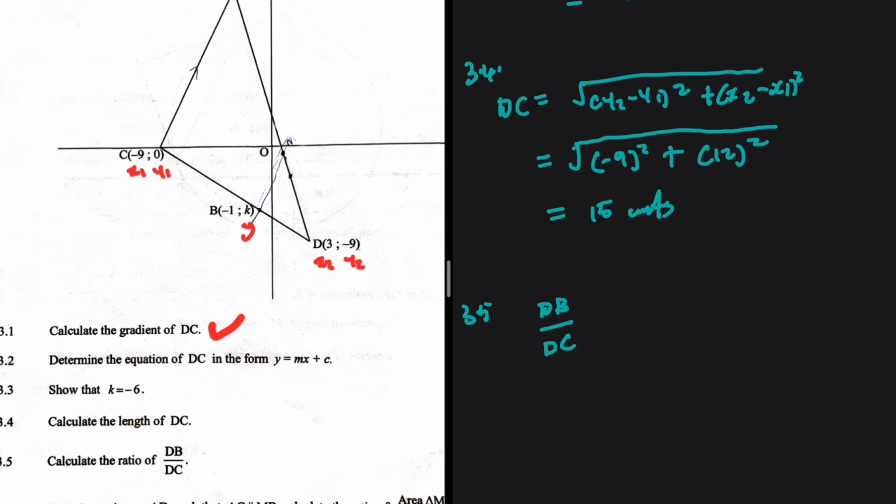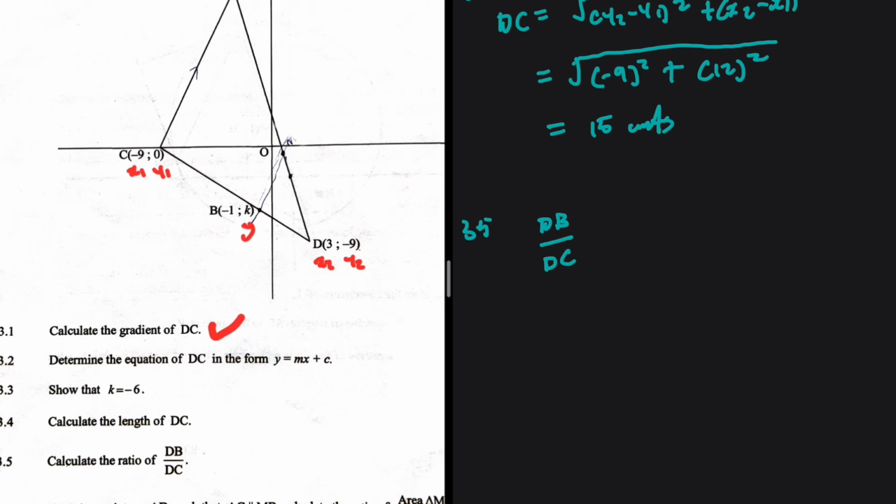Ratio of dB over DC. dB is a length, right? And the DC is also a length. Okay, so how can we solve this question? The problem that we have here is that we don't have the coordinates of B. That is a problem. Oh, well, at this point we do, because we have the value of K. We know fully well that it is minus 6.